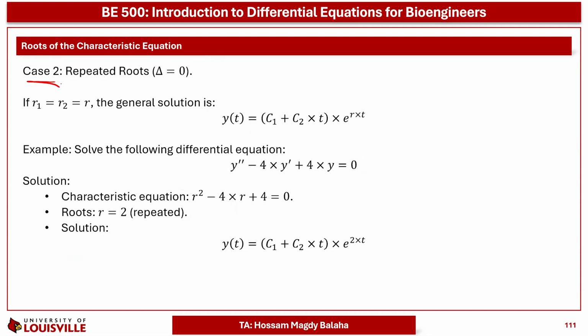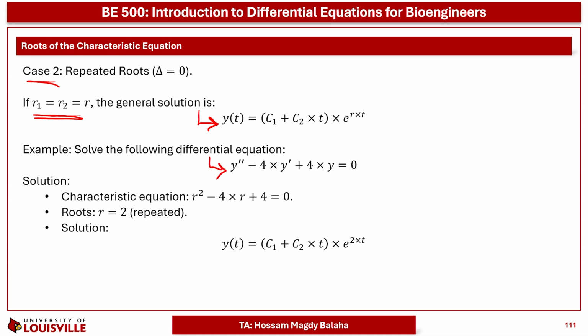For case 2, if the discriminant is equal to 0, then simply all of the roots are equal, R1 equals R2. And in this case, the general solution will be like that: C1 plus C2 multiplied by t, all multiplied by the exponential of rt.